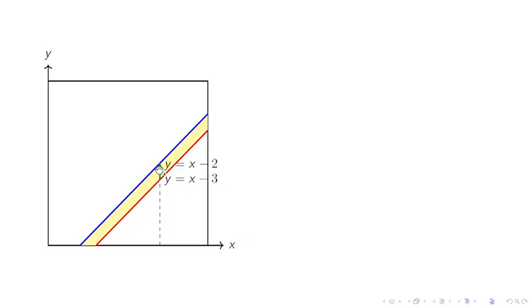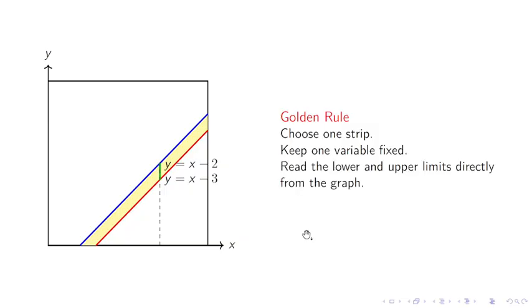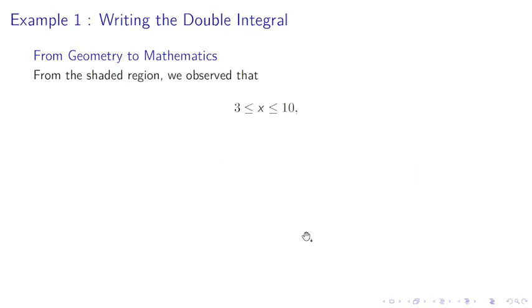This is the area. So the golden rule is: choose one strip, keep one variable fixed, and read the lower and upper limits directly from the graph. You can decide the limits of coordinates x and y. From the shaded region, we observe that x is from 3 to 10 and y is from x minus 3 to x minus 2.